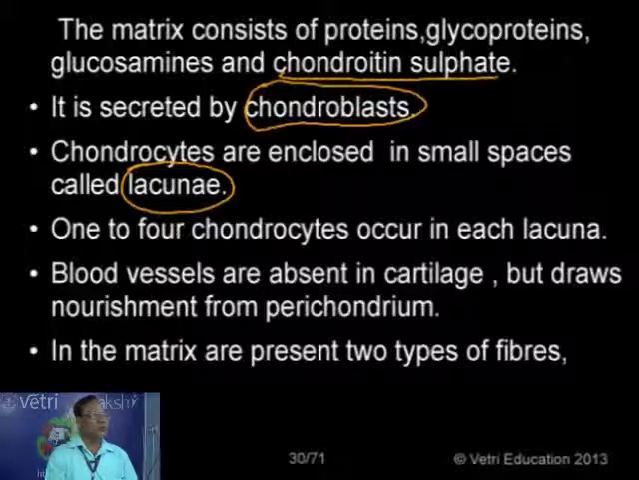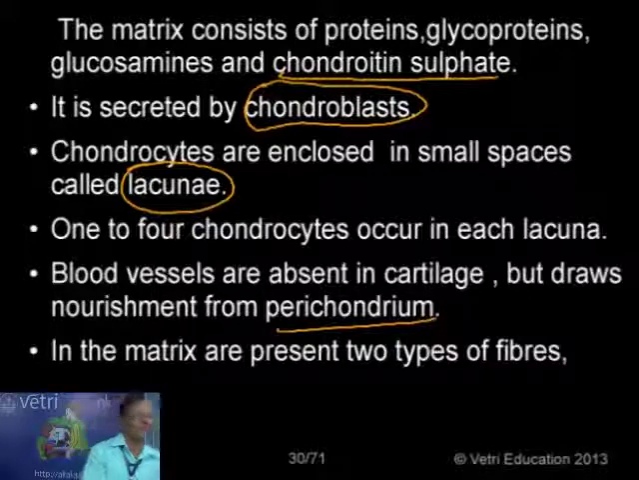But how do the cells and the matrix get nourishment? The cells and the matrix get nourishment from the surrounding membrane, namely the perichondrium. The perichondrium is highly vascularized, highly crowded with blood vessels. The perichondrium draws nourishment from the blood, and from the perichondrium the cells as well as the matrix of the cartilage draw nourishment.